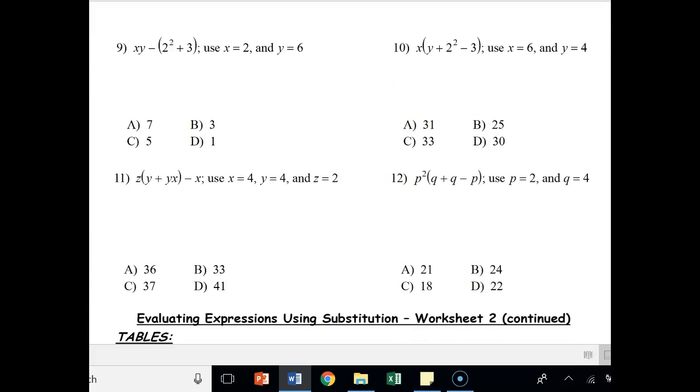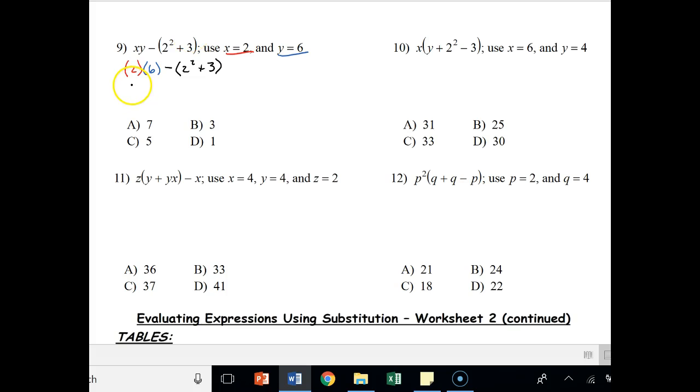All right, on the back side, starting to get a little bit more tricky. We have x is equal to 2 and y is equal to 6. So for x, y, I like to put those in parentheses. So parentheses 2 and then parentheses 6. And then we have minus 2 squared plus 3. So order of operations tells us that we have to do what's inside the parentheses first, and inside the parentheses we actually have an exponent, 2 squared, so we have to do that first.